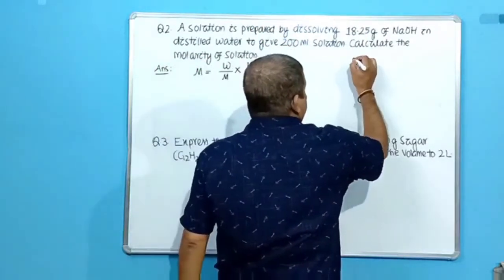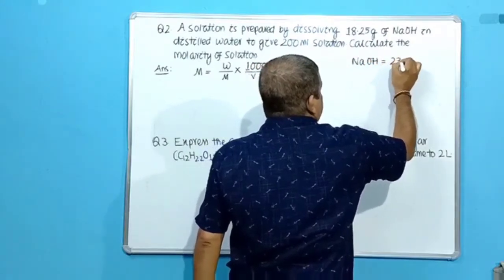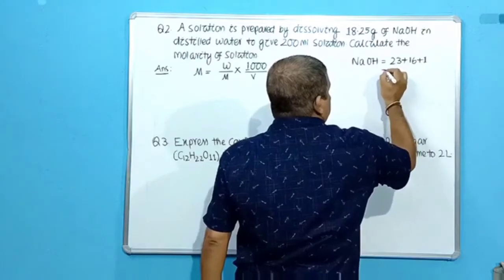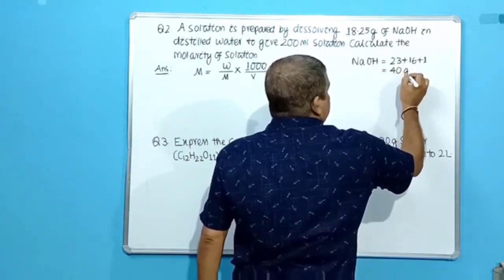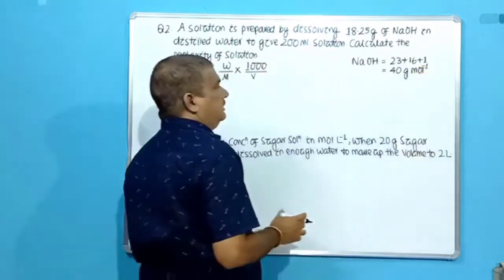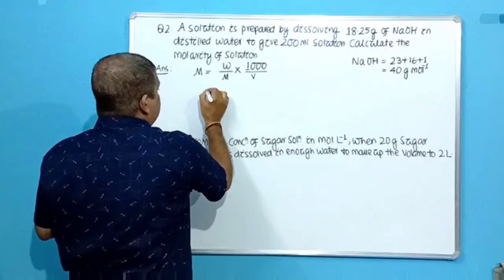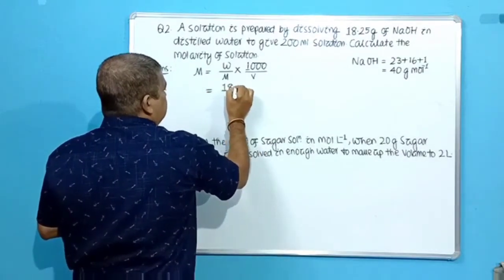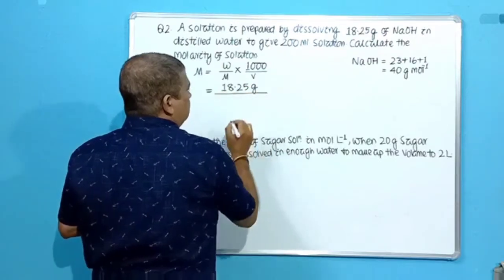So, for sodium hydroxide, you have to calculate the molar mass. Sodium is 23, oxygen is 16, hydrogen is 1. That means the molar mass will be 40 gram per mole. So, this is the molar mass of the solute. So, use the formula directly. What is the mass of the solute given? 18.25 gram is the mass of the solute.